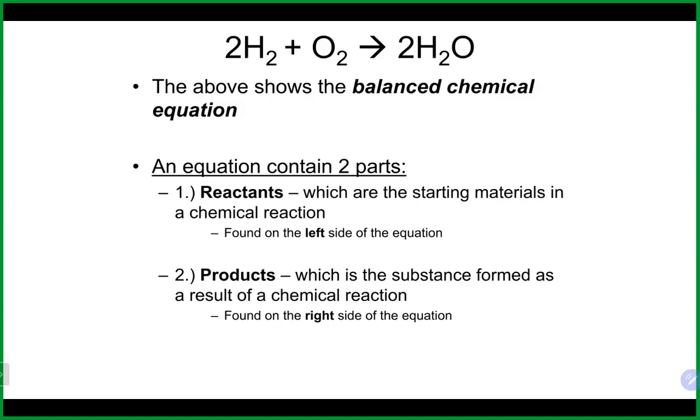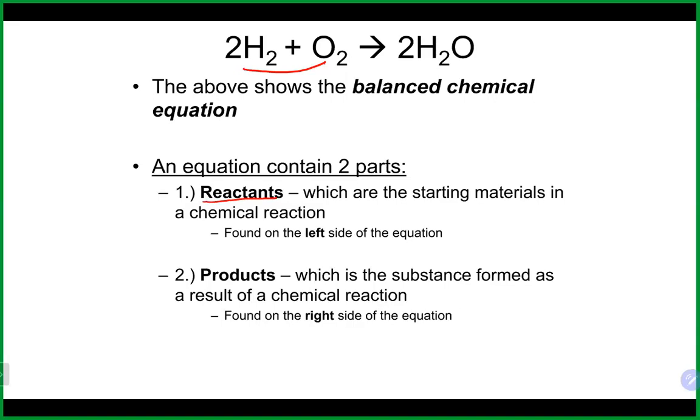What we start with and what we end with are two different things. So above shows a balanced chemical equation. And there's really two parts to a chemical equation. The left-hand side of the arrow are what are known as reactants. Those are really your starting material in a chemical reaction.